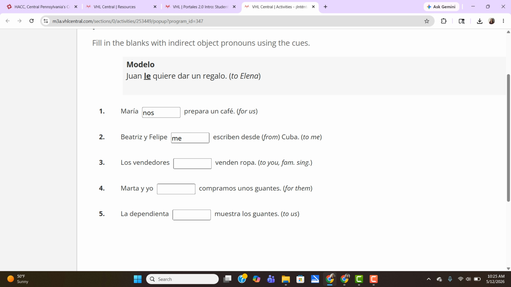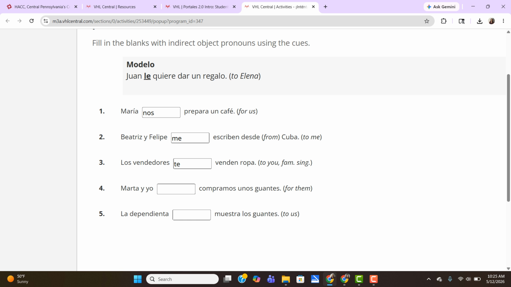Los vendedores venden ropa. They sell clothes to who? To you. Well, what kind of you is this? This you is familiar and it's singular. So singular would be between tú and usted. And since this is familiar, that's definitely tú. Te venden ropa.